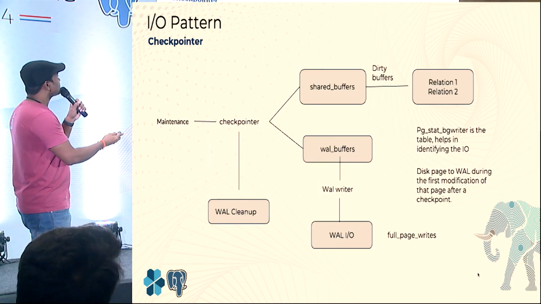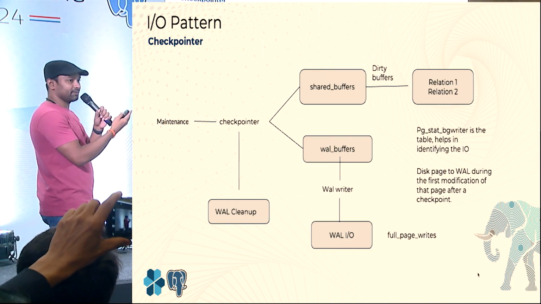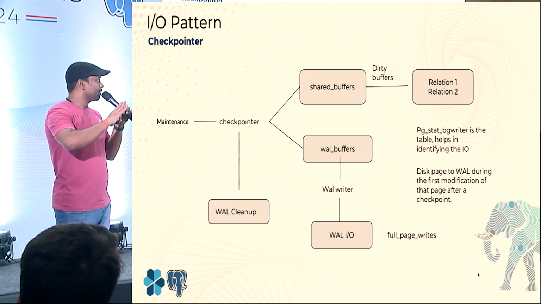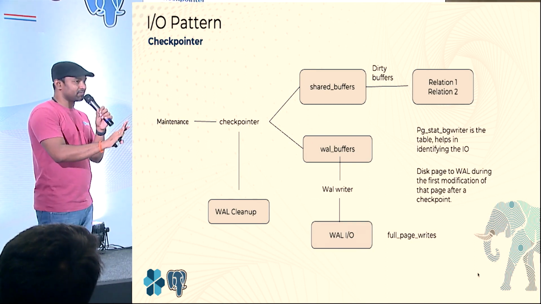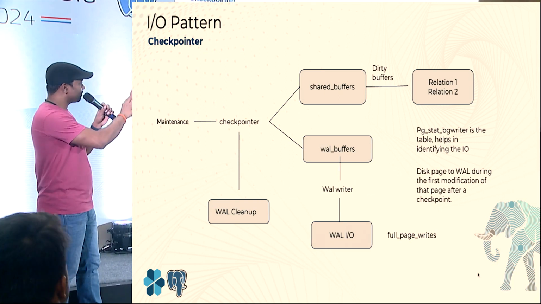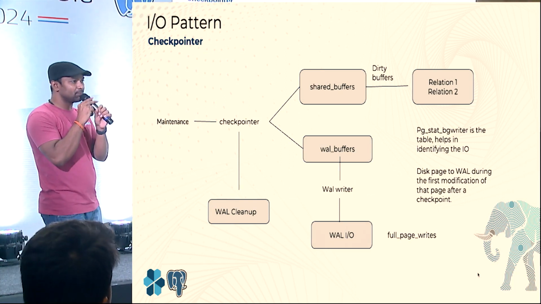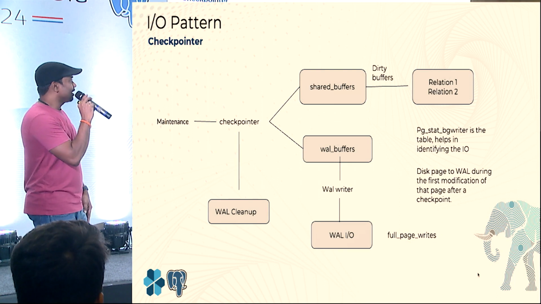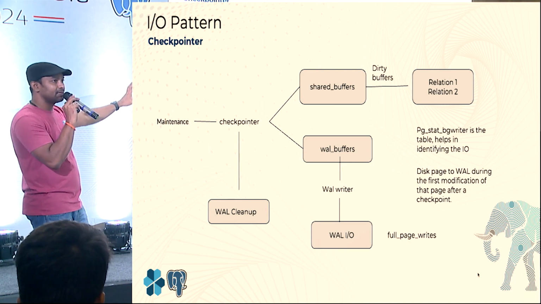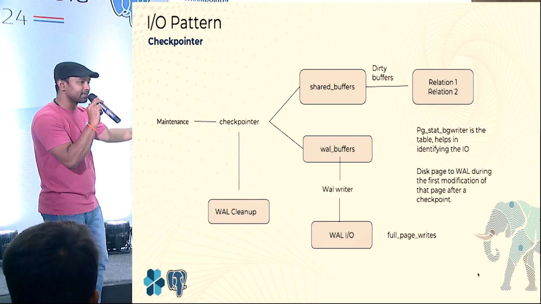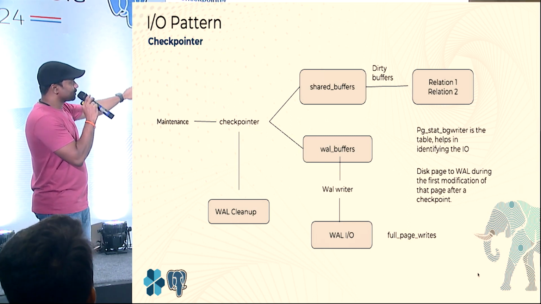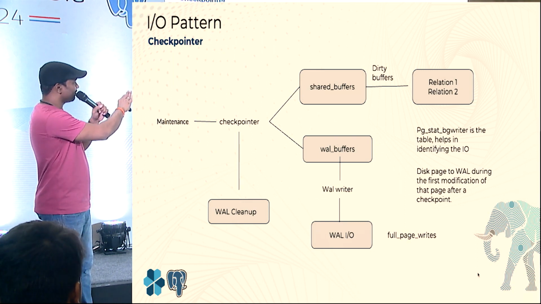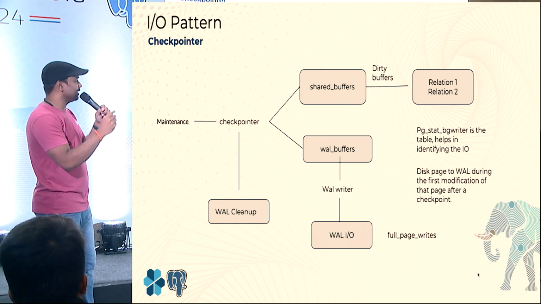Next, we have the checkpointer. We all know the checkpointer is the one which flushes the majority of the shared buffers, all the dirty buffers, from shared buffers to the underlying tables. For example, I have dirty buffers for table A and table B, or relation 1 and relation 2. And the checkpointer is a maintenance process that happens periodically, like every 5 minutes or 10 minutes. The checkpointer's responsibility is to persist the buffers, whatever we have in the shared buffers, into the tables, right?